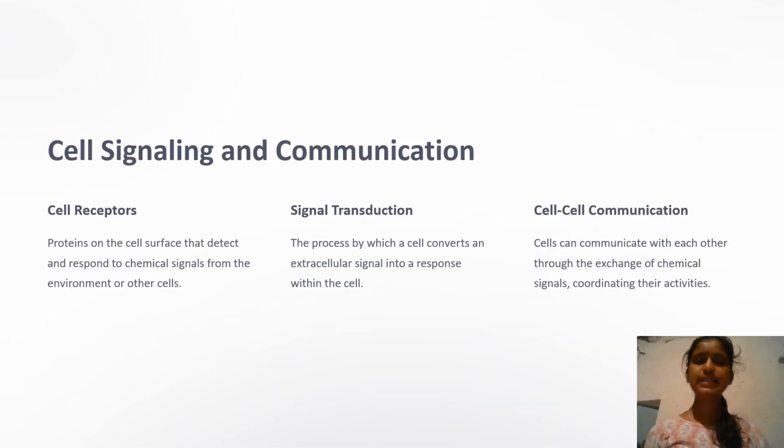And this is cell signaling and communication. Cell receptors, proteins on the cell surface that detect and respond to chemical signals from the environment or other cells. And next is signal transduction, the process by which a cell converts an extracellular signal into a response within the cell. Cell-cell communication. Cells can communicate with each other through the exchange of chemical signals, coordinating their activities.